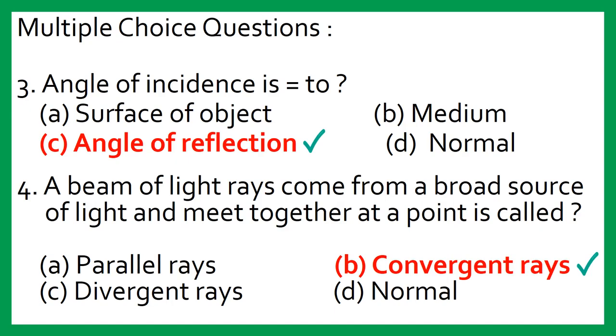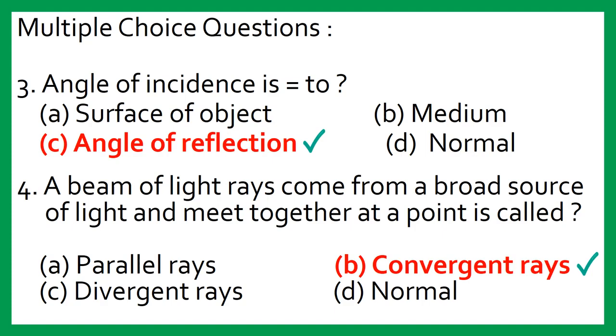Multiple choice questions. Question number 3. Angle of incidence is equal to. Yes, it is option number C, angle of reflection. We are aware that angle I is equal to angle R.